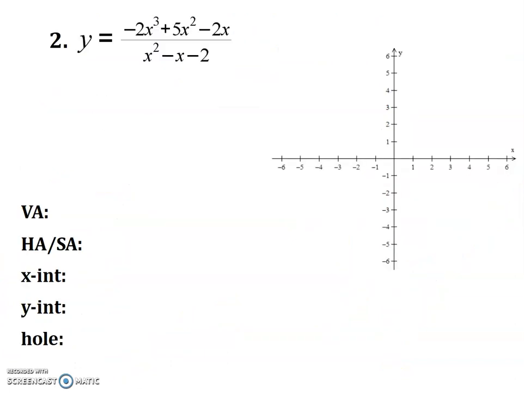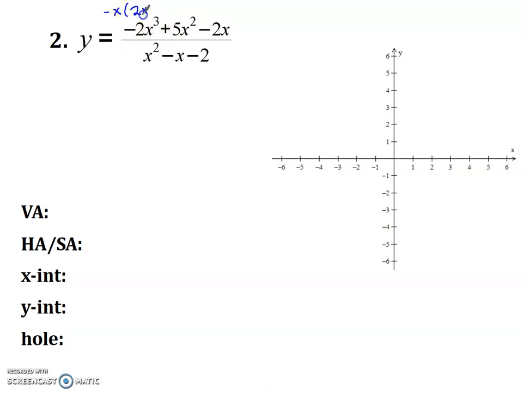So we've got y equals negative 2x cubed plus 5x squared minus 2x all over x squared minus x minus 2. So the first thing we need to do is factor both the top and bottom. So on the top, I can go ahead and take out a negative x. I always like to have the first term of the squared part be positive. I think it's easier to factor.